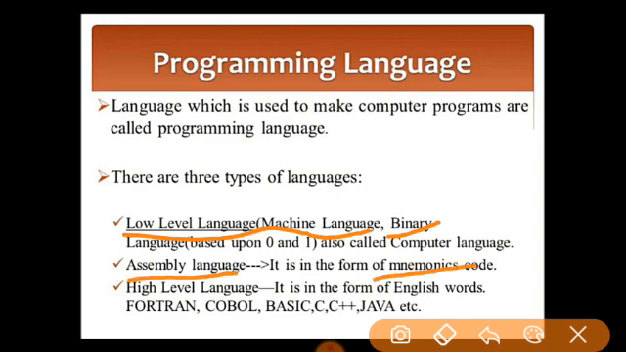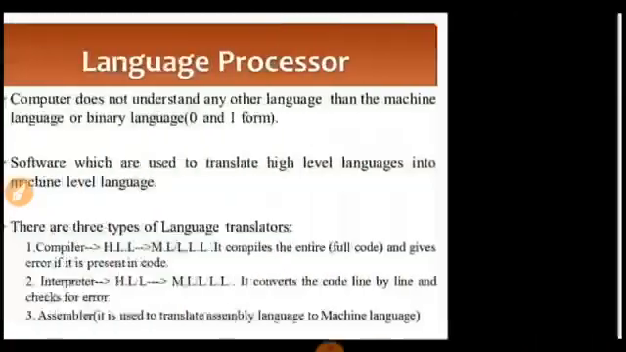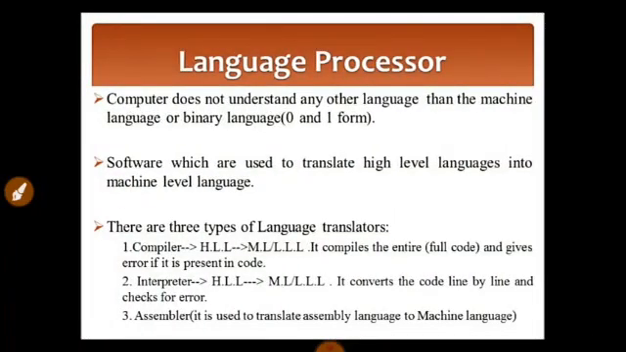And the third one is a high level language, which is basically what we are using, a form of English words. In the low level language they are only using 0 and 1. Based on 0 and 1 their work has been done. Okay, then comes the language processor.